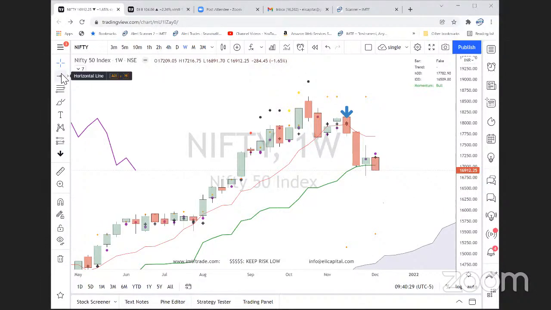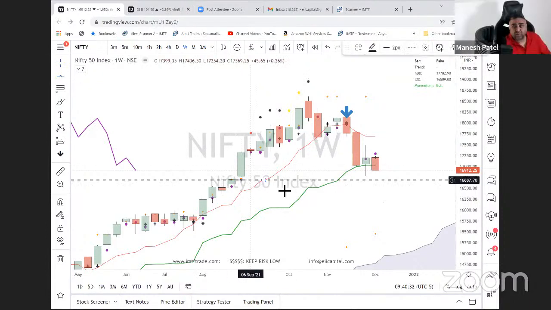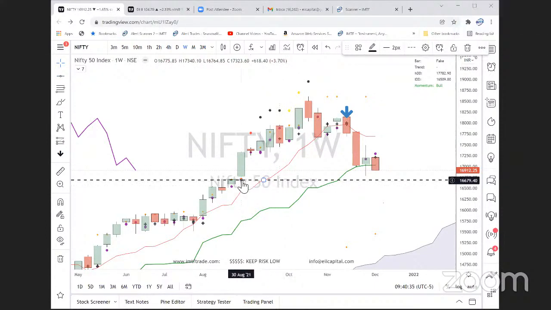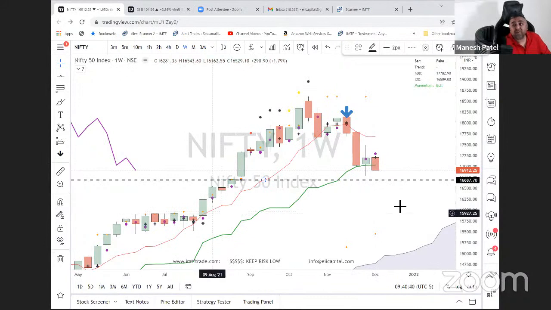Because if you look here, the only thing that's holding it up right now is what? The past cross. If it breaks that, you're coming lower. And it looks like it's going to go to that level, isn't it?